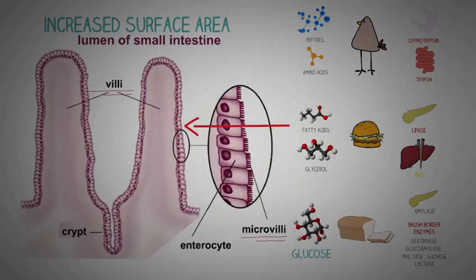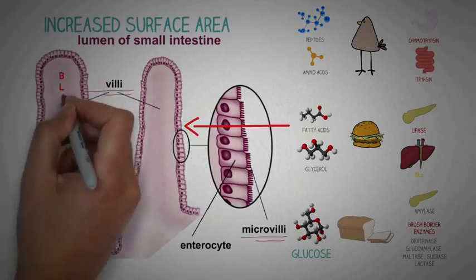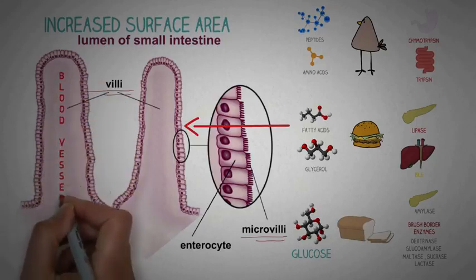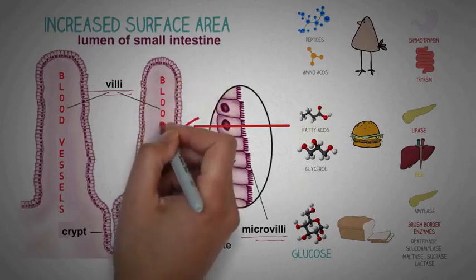These molecules cross the cells of these microvilli and are then taken up into the bloodstream and lymphatics in the vessels present in the center of these villi.